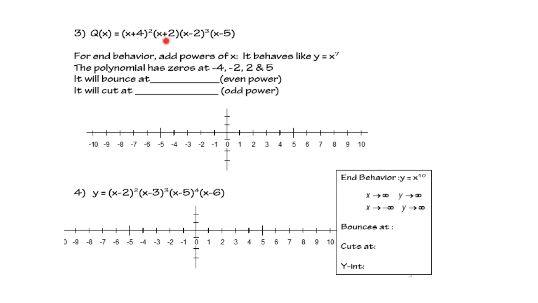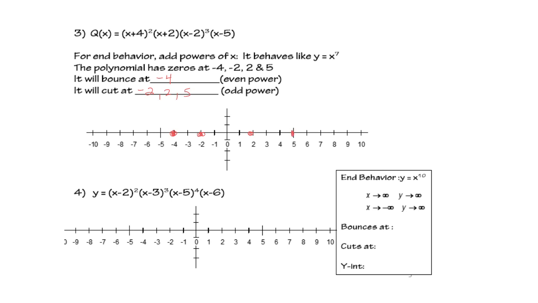When you look through the different options here, you're going to have 4 different zeros at all of these spots. Which ones do you think it will bounce at, and which ones do you think it will cut at? Since it bounces at even powers, it should bounce at the -4, and that's it. Because the others are all odd powers, so it's going to cut at -2, at 2, and at 5. So let's put x-intercepts on our graph at those spots.